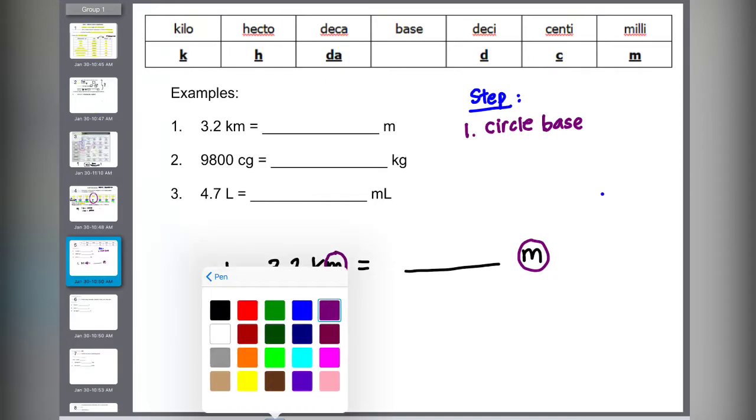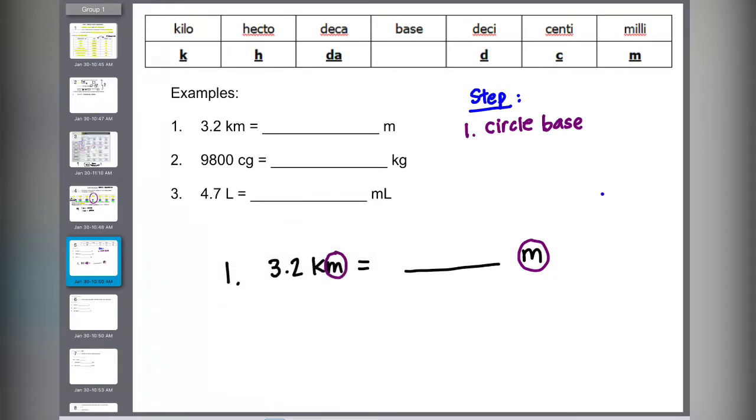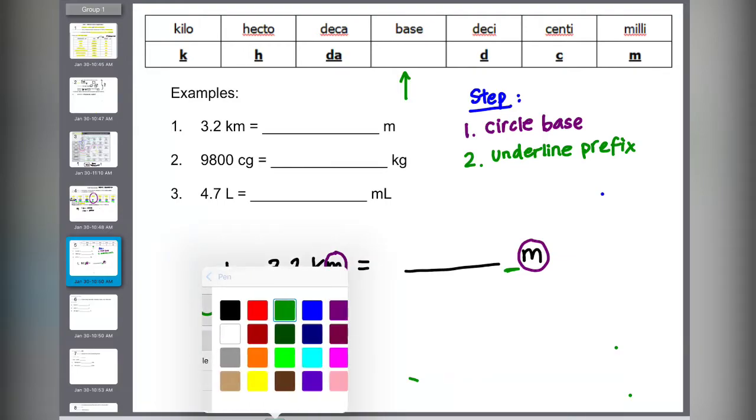Now step 2. I'm going to turn green. I'm going to ask you to underline your prefix. Okay, so I got kilometer and nothing in the prefix. Okay, nothing in the prefix means this step. The third thing that I need you to do is figure out the steps and know where to move it.